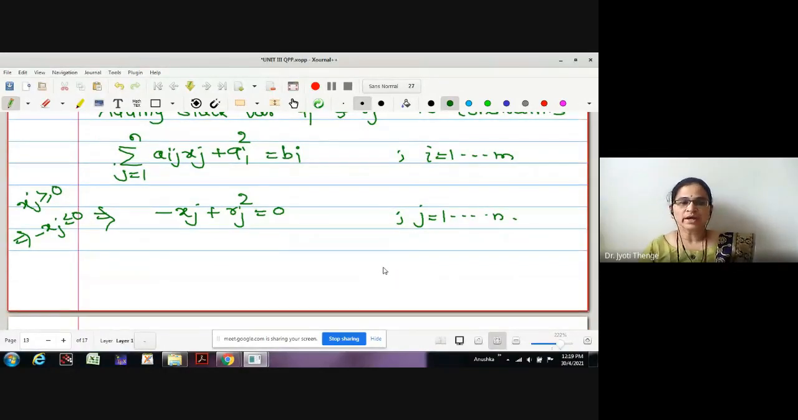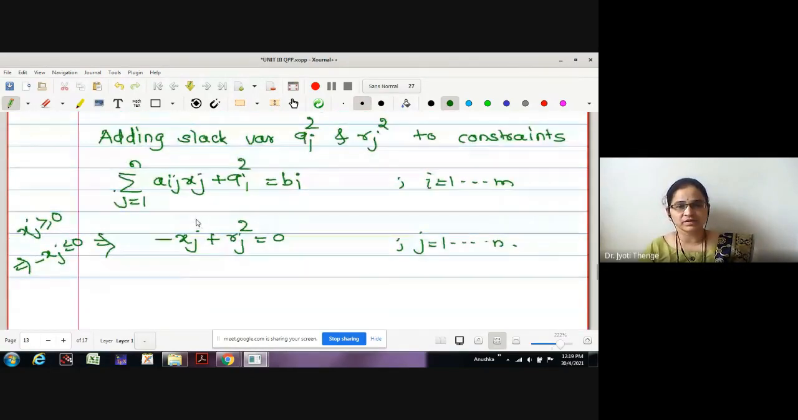Okay. Now it's time to construct the Lagrangian function. As we have already discussed, we were going to use one Lagrange parameter for one constraint. Therefore here we have in all m plus n constraints. For the original constraints, let me use the Lagrange multiplier lambda_i, and for these constraints, let me use the Lagrange multiplier mu_j. Therefore, how many Lagrange multipliers were we using in all? m plus n. Clear?